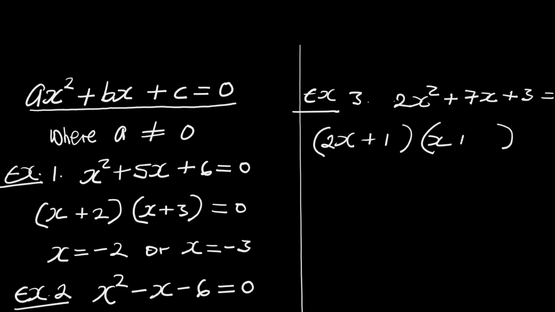and x plus 3. We all know that 1 times 3 will give us 3. But if you add 1 plus 3, it cannot give you 7. How do we do that? Because of the coefficient of 2, 2 times 3 gives us 6, plus 1 gives us 7. From the first bracket, x is equal to negative 1 over 2, or x is equal to negative 3.